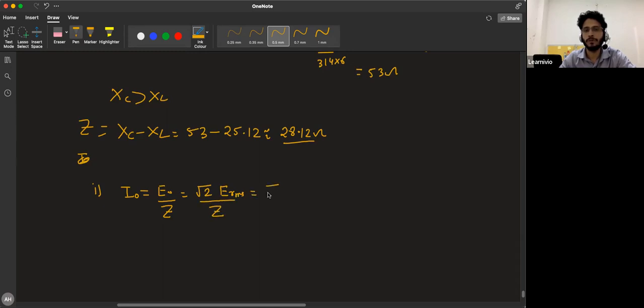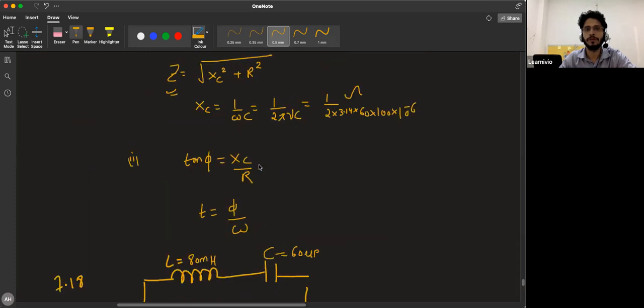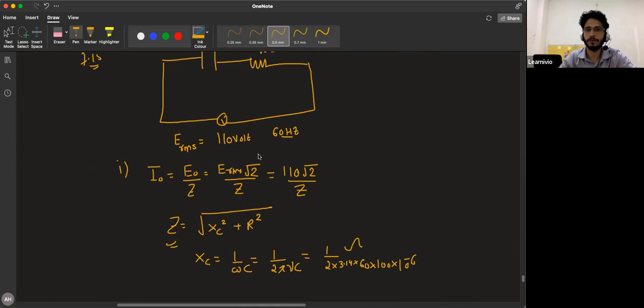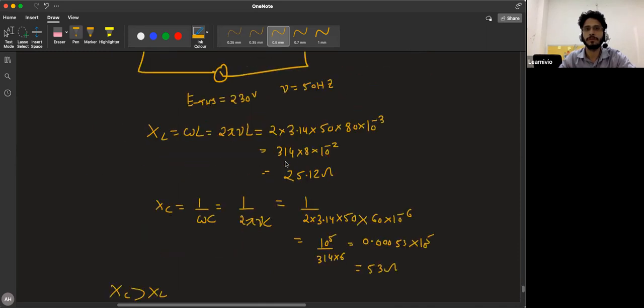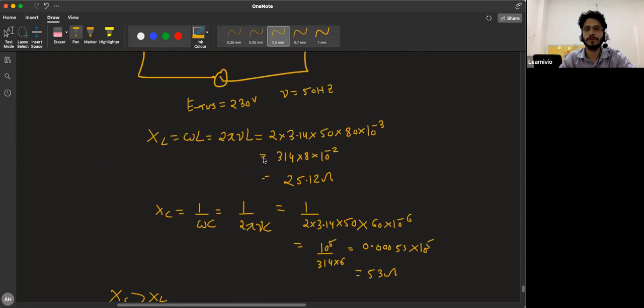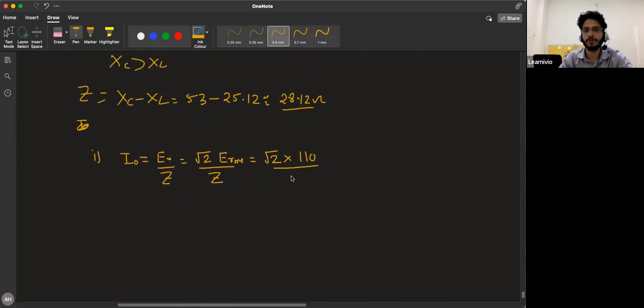So it's root 2 ERMS. How much is ERMS? ERMS is 110 volt. 110 divided by Z. How much is Z impedance? Z is 28.12. This much of ampere. In the second part, you need IRMS.